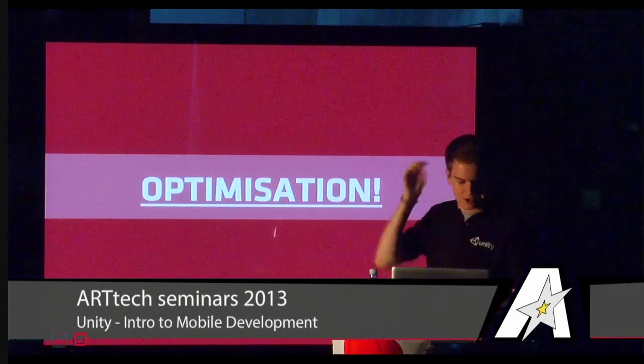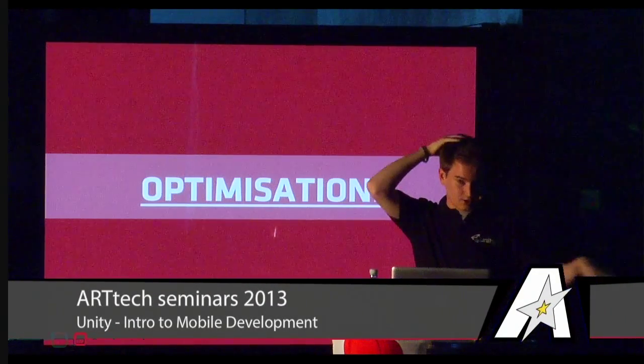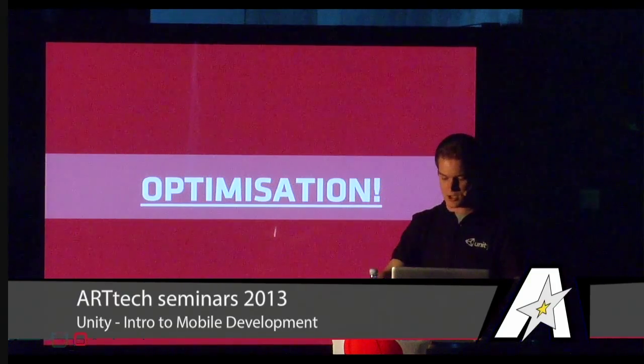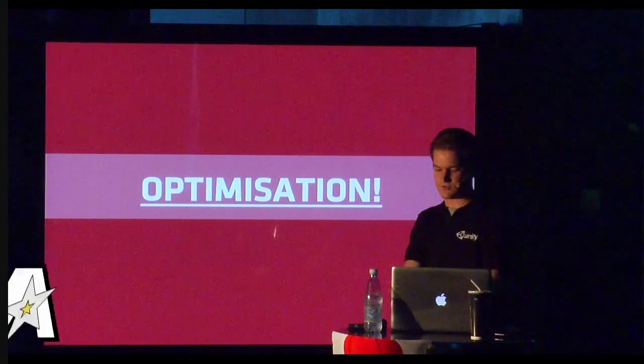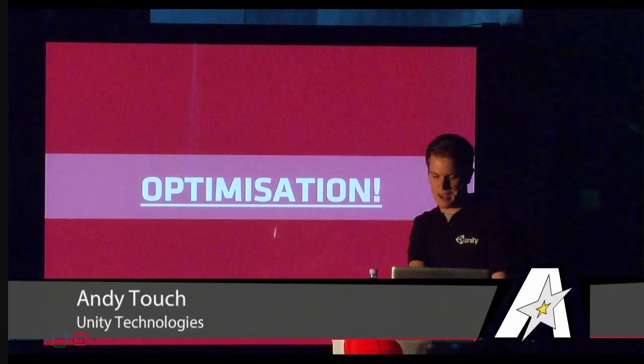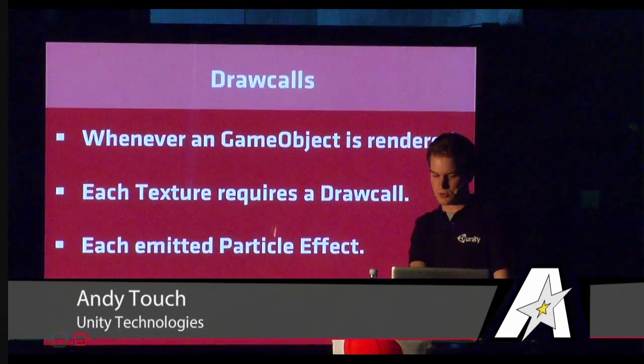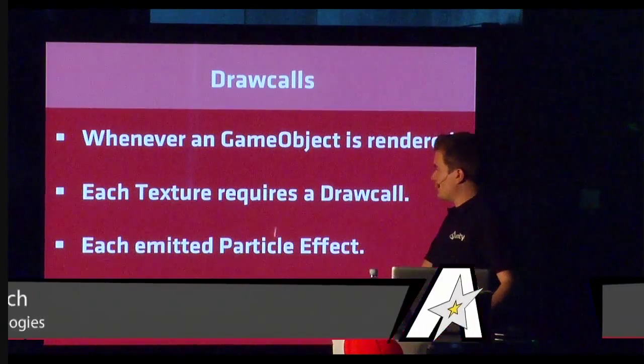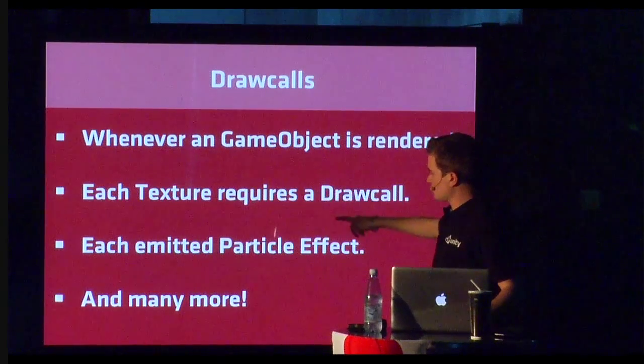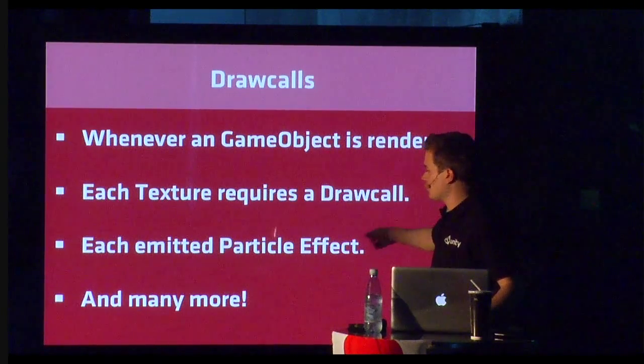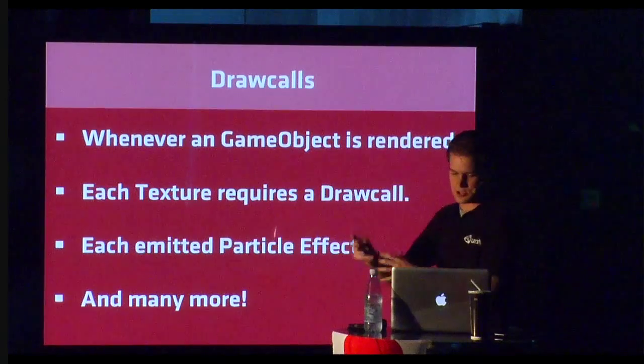Now, this next bit of the talk is aimed either at standalone or desktop or web, and also iPhone. It's useful across the board, but it's more useful for mobile devices. So one of the main things to look out for are draw calls. So this happens when a game object is rendered. Each texture requires a draw call, particle effect emitters, draw call, and there's lots of different things that mount up to your count of draw calls.